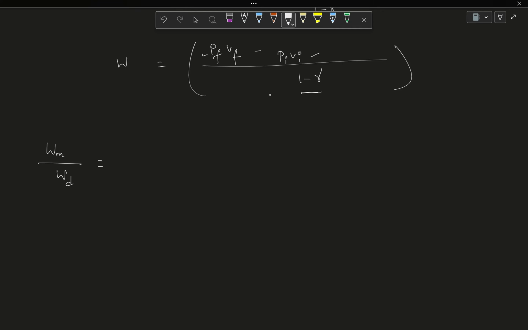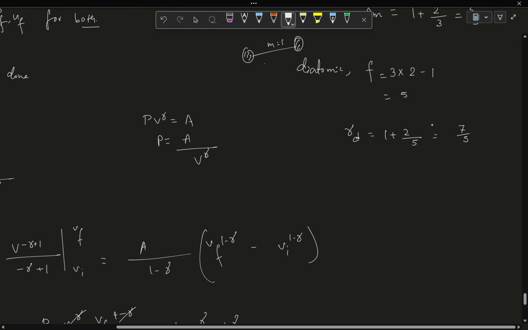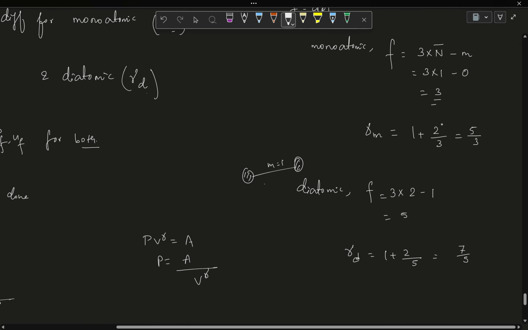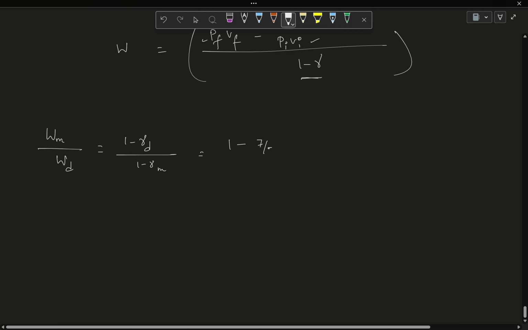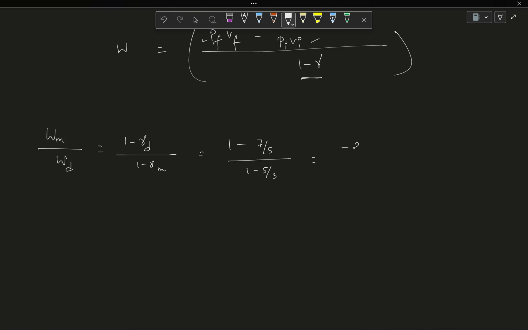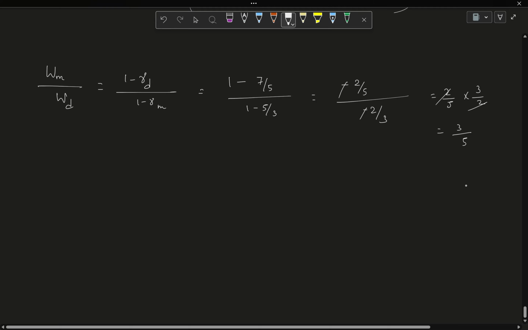And since this is inversely proportional to the work done, Wm by Wd will be 1 minus gamma d by 1 minus gamma m. And this we have calculated. Gamma d was 7 by 5 and gamma m was 5 by 3. Right? So gamma d is 7 by 5. Gamma m is 5 by 3. So this is minus 2 by 5. This is minus 2 by 3. Minus and minus cancelling out. So 2 by 5 into 3 by 2. So this is just 3 by 5. Okay, which is like 0.6.